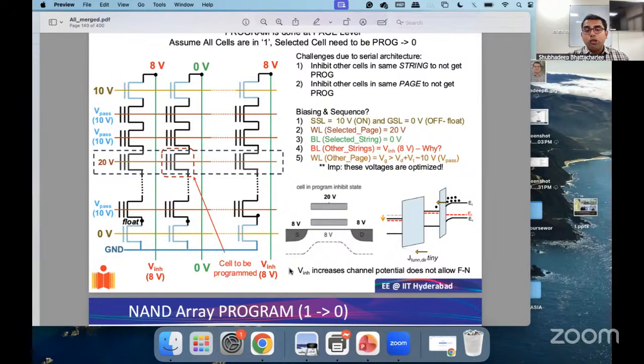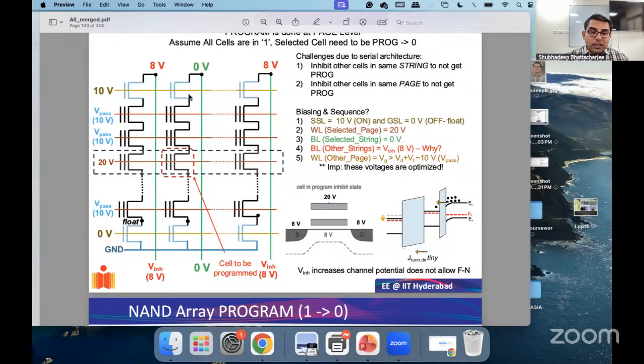And how does that help? That helps because you are artificially trying to increase the channel potential. See, the channel potential in all the strings where you do not want program to happen is artificially raised. So if the channel potential is raised artificially to 8 volts, what will happen? If this is 8 volts over here and this is 20 volts, the potential difference is only 12 volts. And therefore, it is not enough for Fowler-Nordheim tunneling to take place. And therefore, through this inhibit voltage you prevent any kind of Fowler-Nordheim tunneling, and therefore any kind of program operation, for these particular cells.